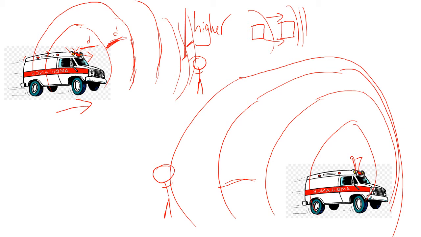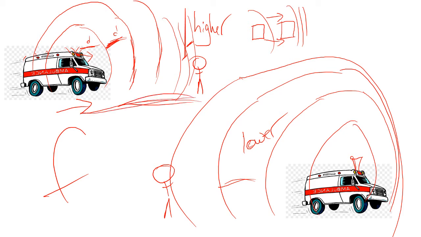Now, this will make it sound lower. It will sound lower because there is a lower frequency. Remember, it's all about the frequency. Because you're getting hit by more waves per second in this situation, it's going to sound higher pitched. Because you're getting hit by fewer waves per second, it's going to have a lower pitch.